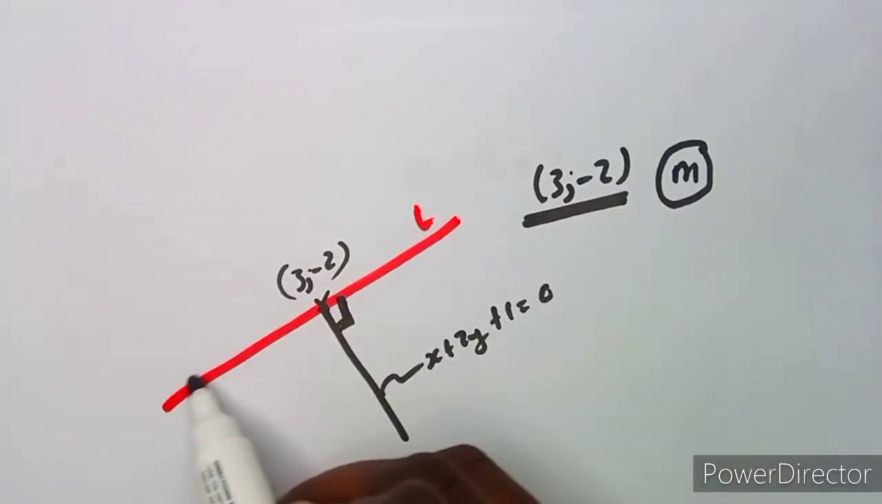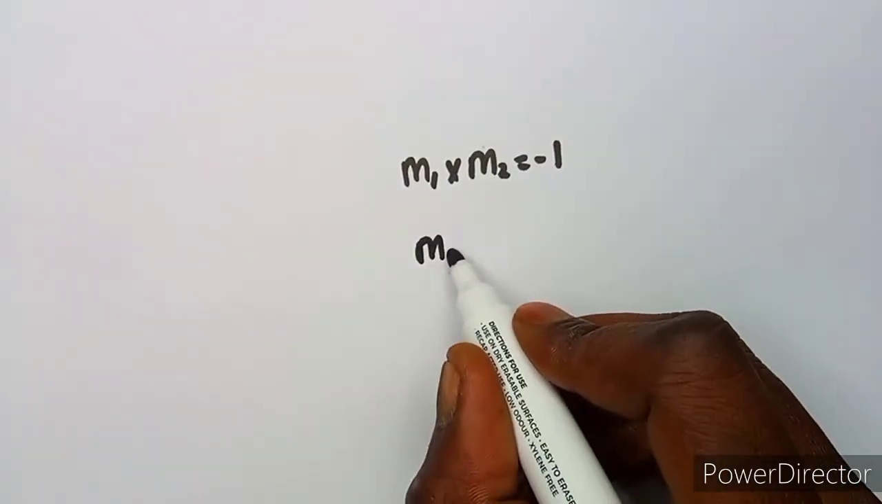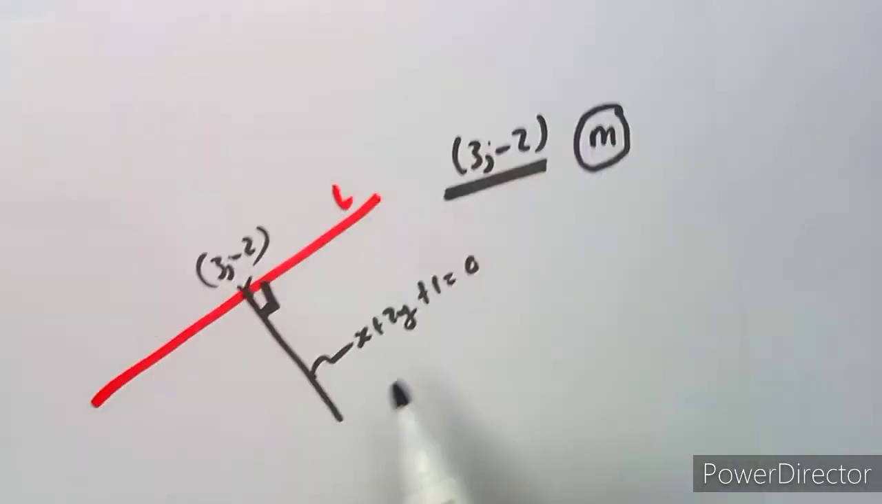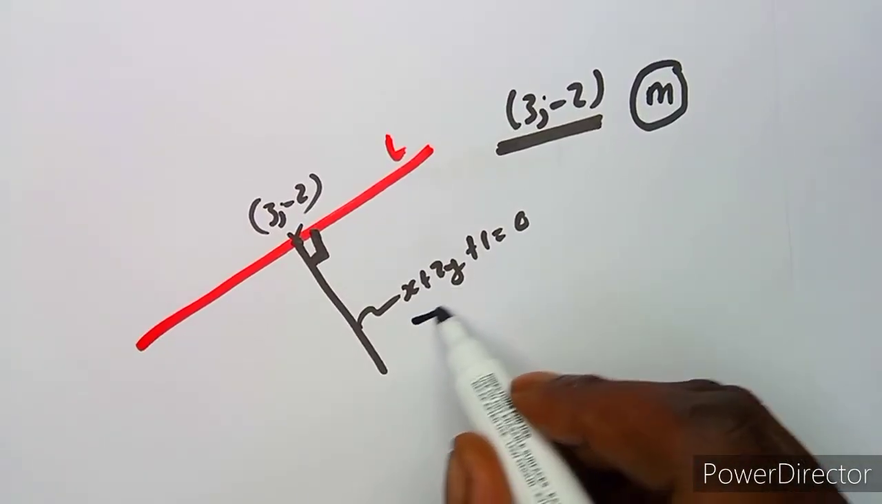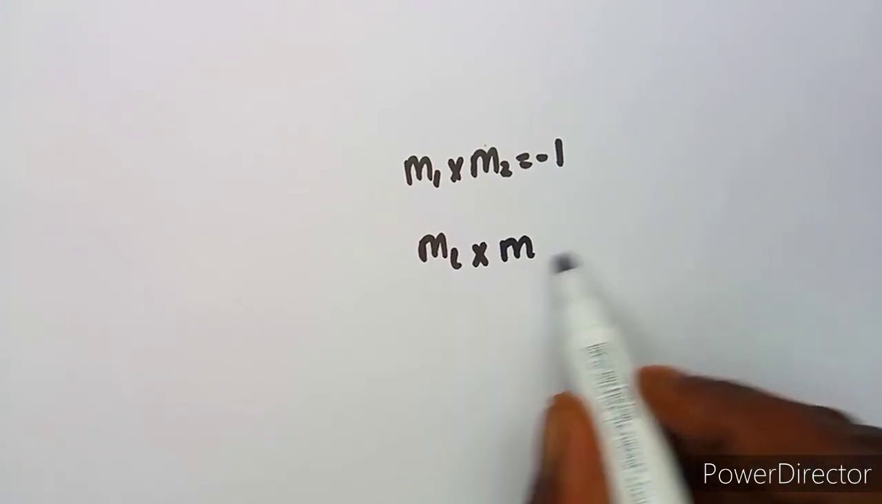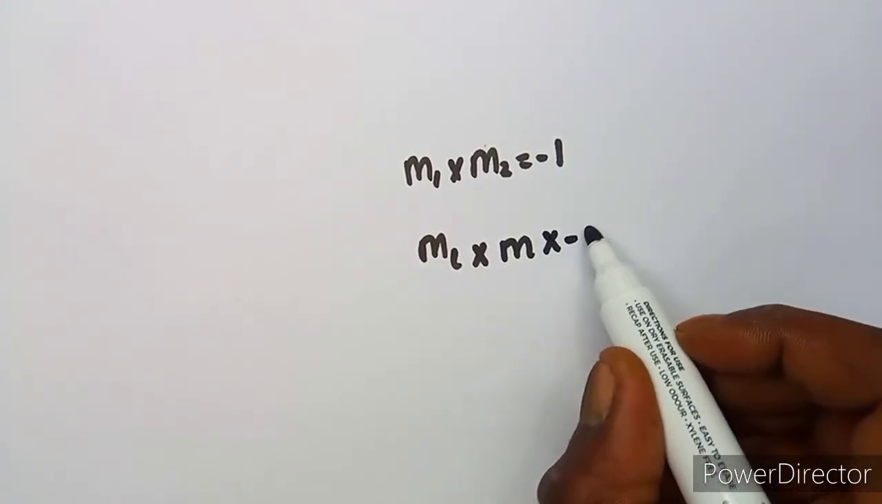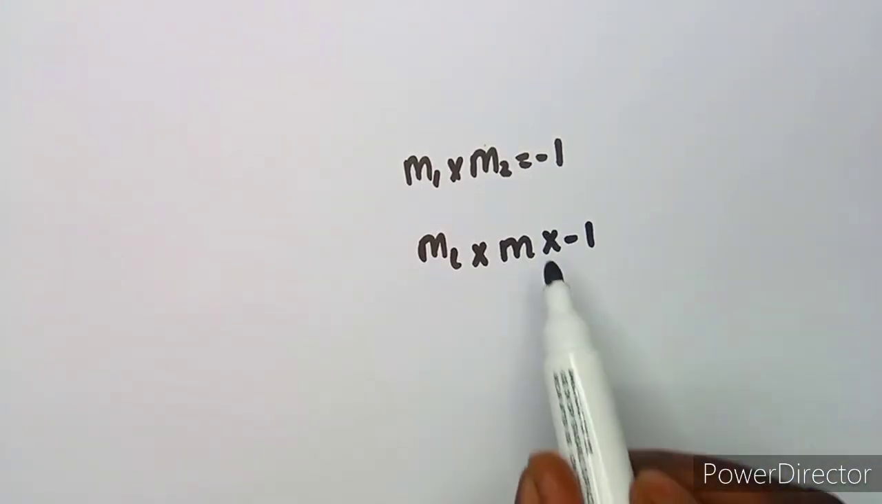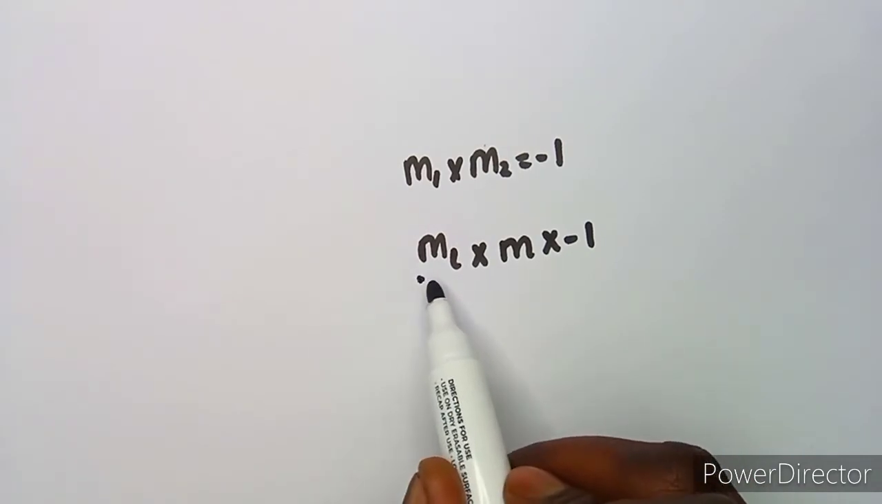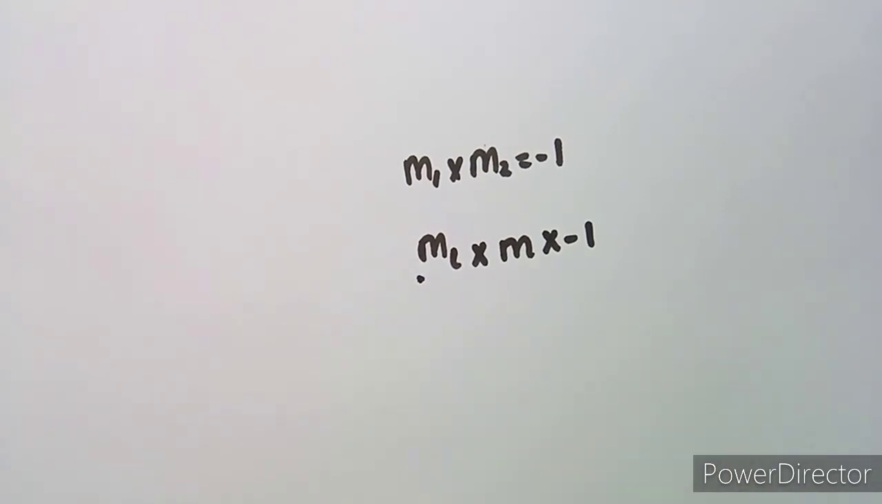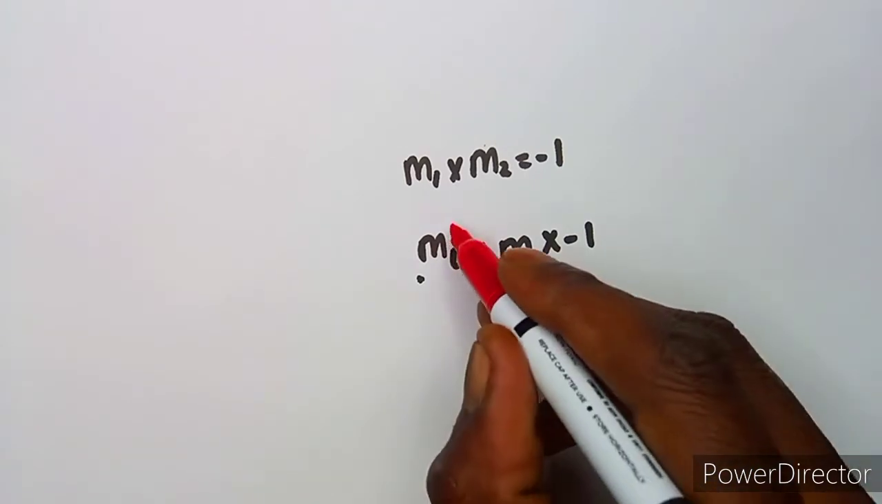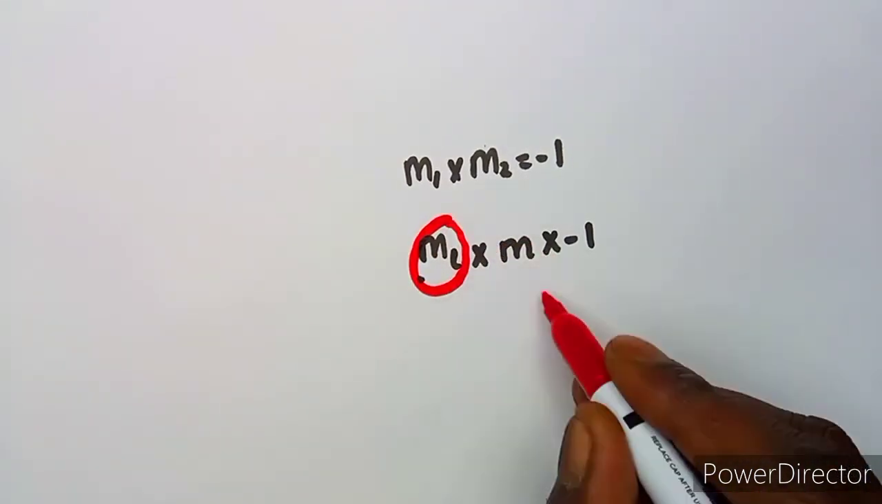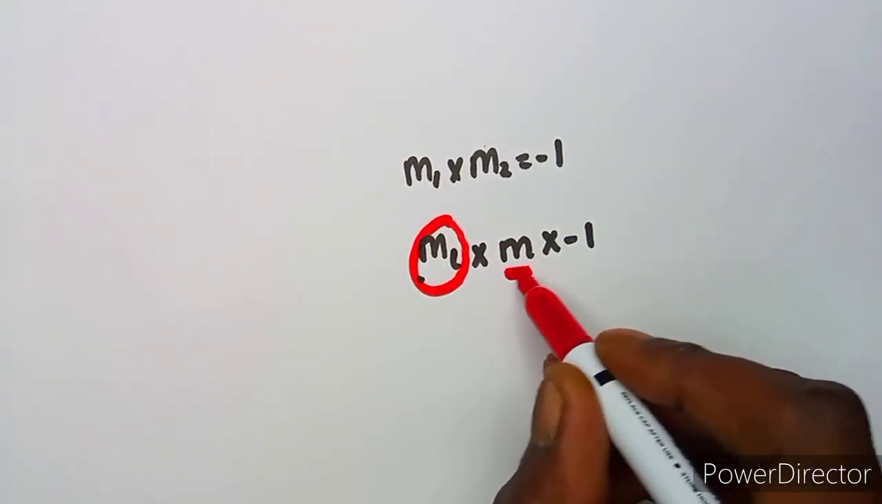It means the gradient of this line L times the gradient of this other line. We don't know the gradient of this line yet, so let's just say m. The product of the gradients must be -1. So we can know the gradient of L if we have the gradient of the other line.